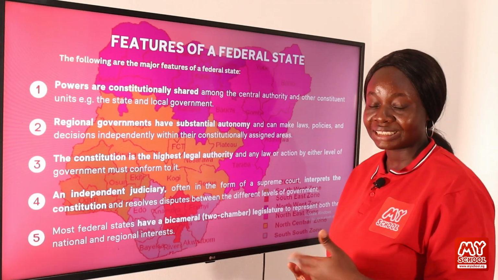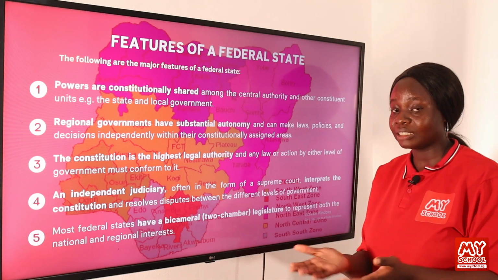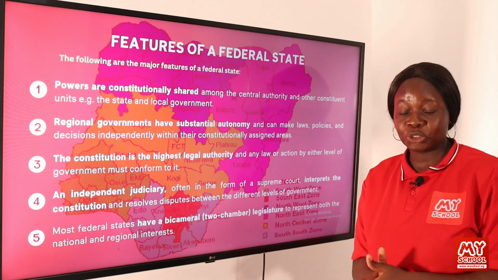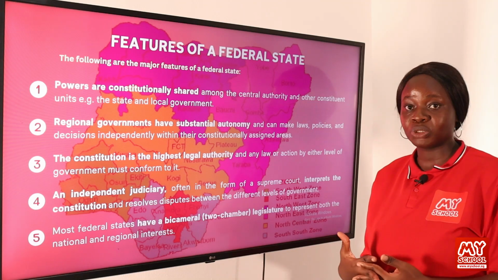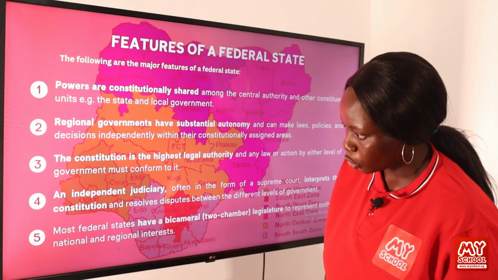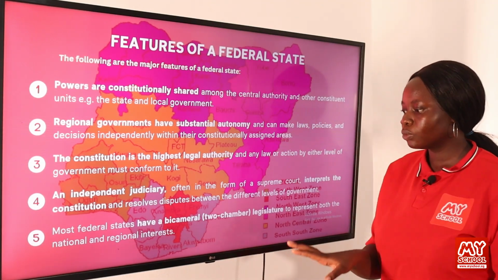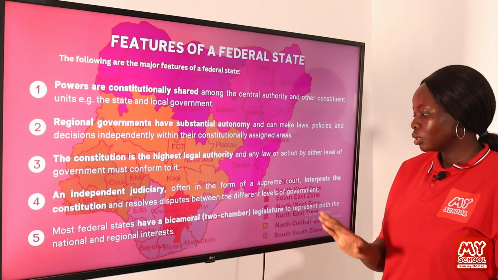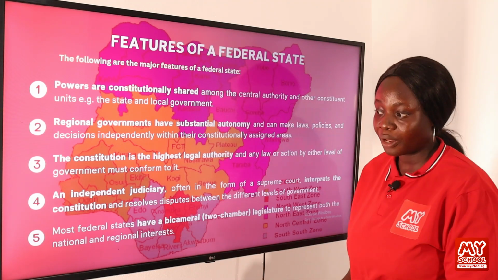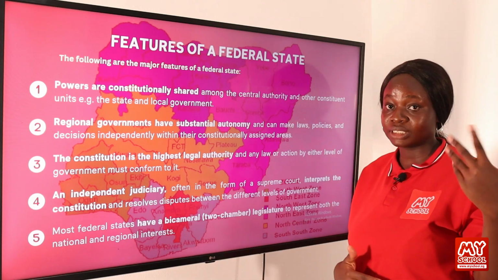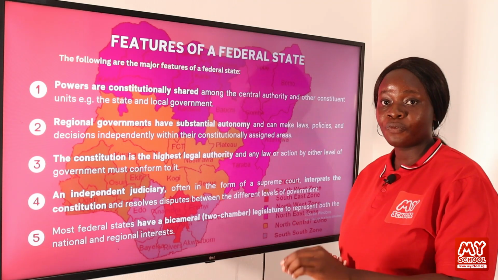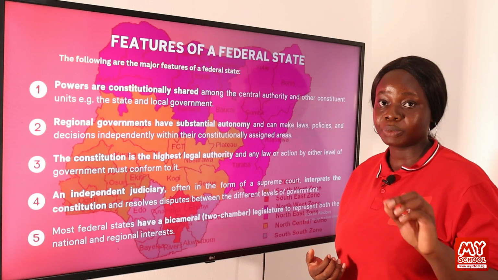We talked about the concurrent list, where there are powers shared between the federal and the regional governments. So it is the duty of the judiciary to resolve disputes between the federal and the regional governments whenever there is a dispute as to where their power ends and where their power begins. So now let's move on to another feature. Most federal states have a bicameral, meaning two-chamber, legislature, which helps represent both the national and regional interests. Just like here in Nigeria, we have a bicameral legislature. We have the Senate House and the House of Representatives. This is done to ensure that the interests of the various constituencies within the country are adequately represented at the federal level.